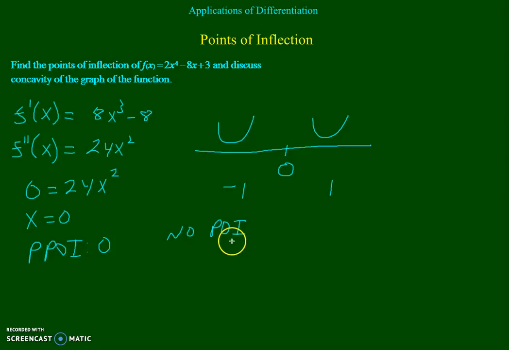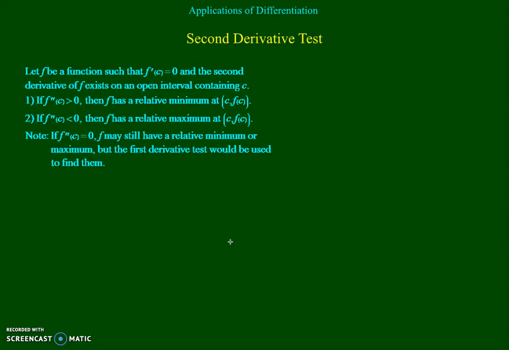All right, let's move on to the next piece. In this section, we're going to talk about a theorem called the second derivative test. What the second derivative test does is it gives us an alternate way to find extrema of a function on an interval. And it says, let f be a function such that f prime of c equals 0, and the second derivative of f exists on an open interval containing c. So it's saying that f is a function that has a tangent line equal to 0.